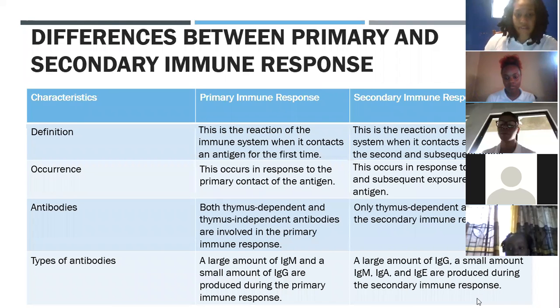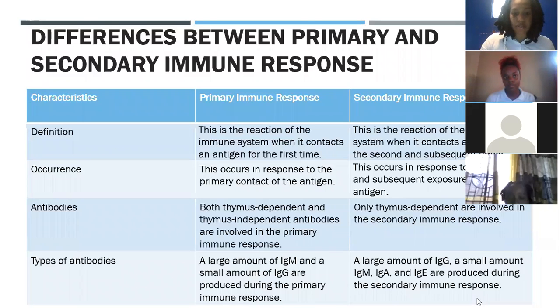Okay, so we have the differences between the primary and secondary immune response. Primary immune response is the reaction of the immune system when it contacts an antigen for the first time, while the secondary immune response is the reaction of the immune system when it contacts an antigen for the second and subsequent times. The primary response occurs in response to the first contact with the antigen. The secondary immune response occurs in response to the second and subsequent exposure to the same antigen.